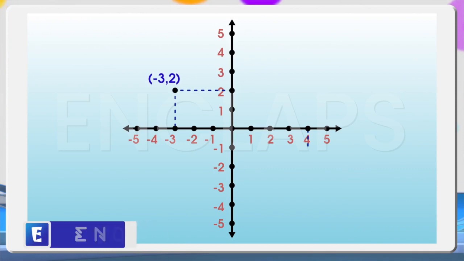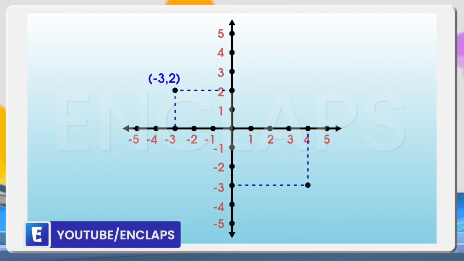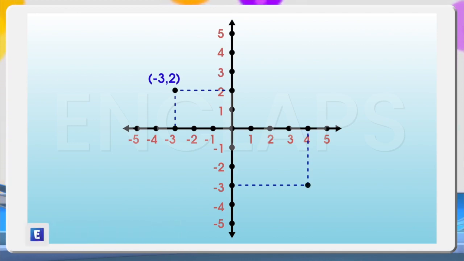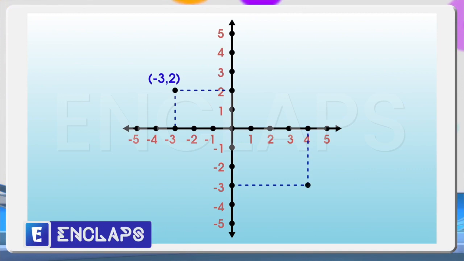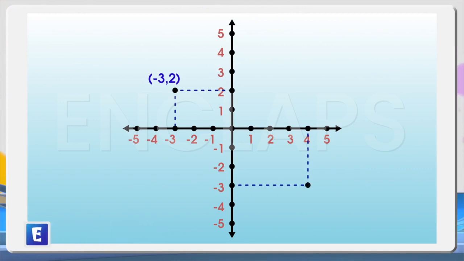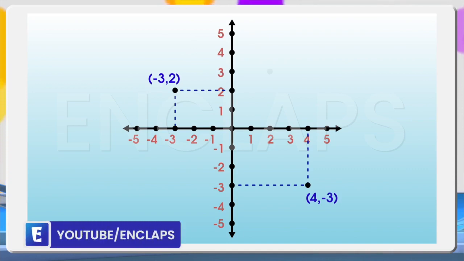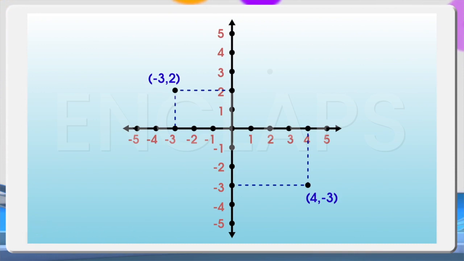Instead, look at the point marked 4, -3. Draw perpendiculars from the position marked 4 on the x-axis and the position marked by -3 on the y-axis as previously drawn. Point of intersection is 4, -3. On the other hand, to find the coordinates of a point marked, we need only draw perpendiculars from the point to the x and y axis. Coordinates need not be whole numbers.